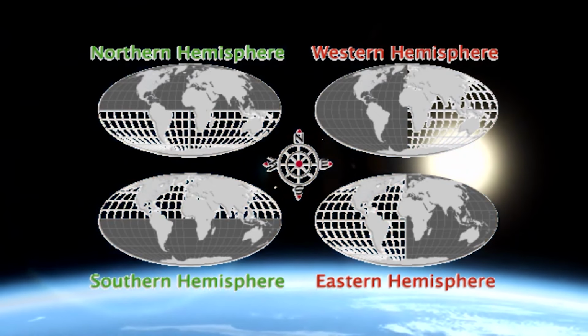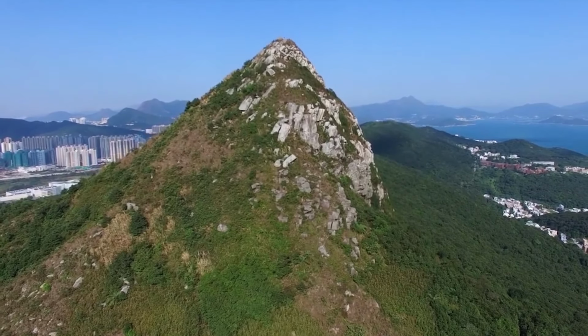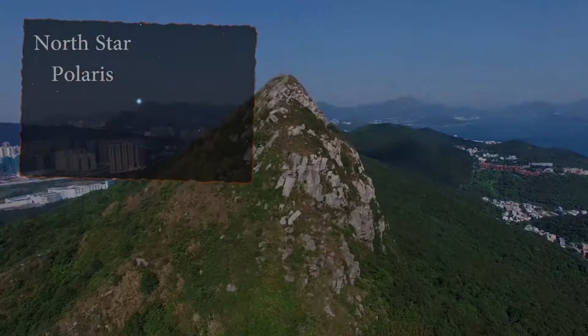If unsure, just look at the night sky and search for the North Star, Polaris. If it is visible, then you are in the northern hemisphere. If you cannot locate it in the night sky, then you're in the southern hemisphere.